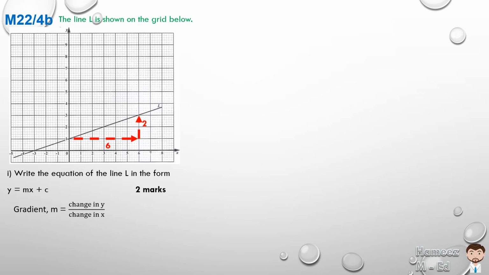So we can substitute that, m is equal to 2 over 6. So m works out to be 1/3, so we found the gradient of the line. And if we look at the line, where is it cutting the y-axis? It's cutting the y-axis at plus 1. So since the general equation for a line is y is equal to mx plus c, then we can substitute for m and c. So y is equal to 1/3 x plus 1.